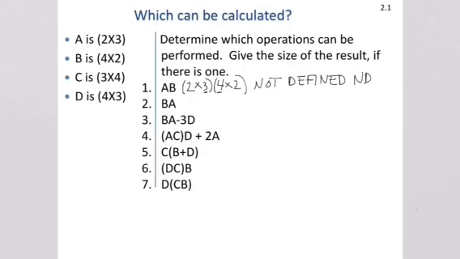Okay, well, what about B times A? So we'll play the same game. Matrix B has 4 rows and 2 columns. Matrix A has 2 rows and 3 columns. And so we can see the number of columns of B is the same as the number of rows in A. So in this case, matrix multiplication is defined, and the size of the result would be a 4 by 3 matrix.